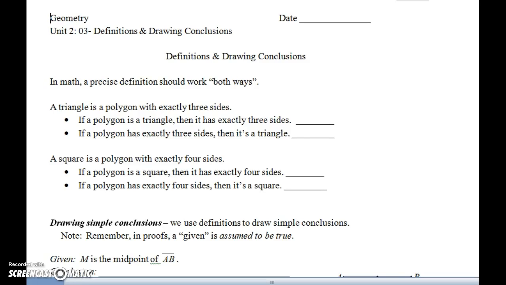This is Geometry, Unit 2, Lesson 3, on definitions and drawing conclusions. Definitions are very important in geometry because they allow us to draw conclusions based on what the definition says. So it's very important to have a precise definition. And in math, a precise definition should work both ways. So let's look at a couple of definitions and see if they are precise, good definitions.